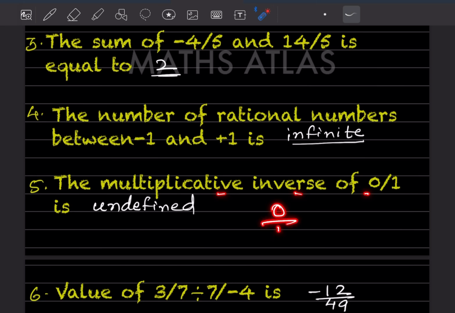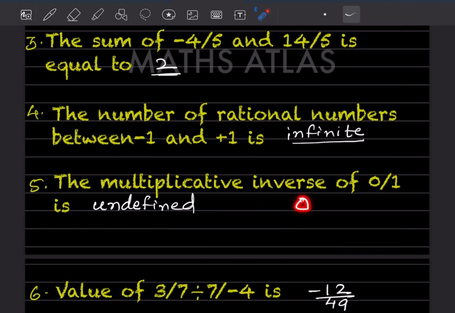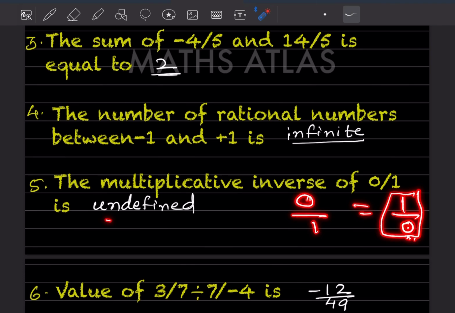The multiplicative inverse of 0 by 1. So 0 by 1, multiplicative inverse means this is going to be 1 by 0. That is undefined. But they have just asked what is the multiplicative inverse. So 0 by 1 is 1 by 0. You don't have to multiply. 0 by 1, they have just asked the multiplicative inverse. So 0 by 1, the multiplicative inverse is 1 by 0. And 1 by 0, whenever there is a 0 in the denominator, that is going to be undefined.